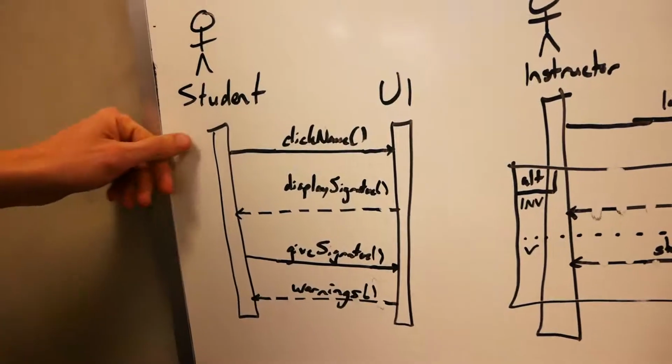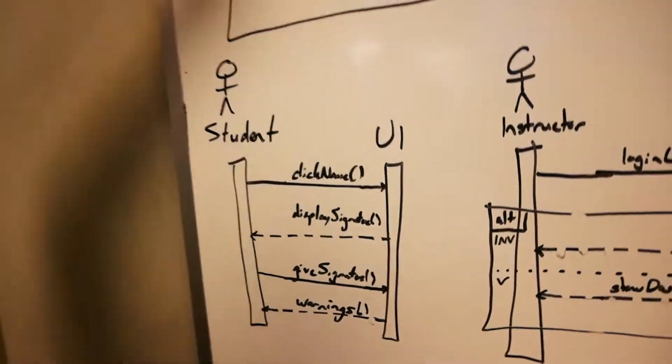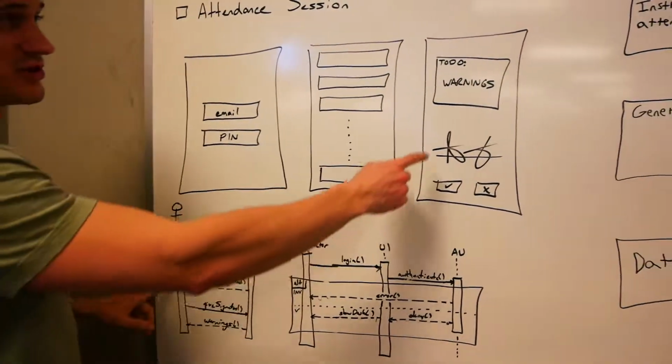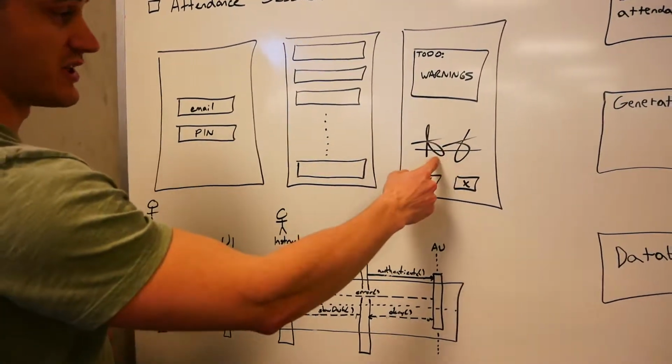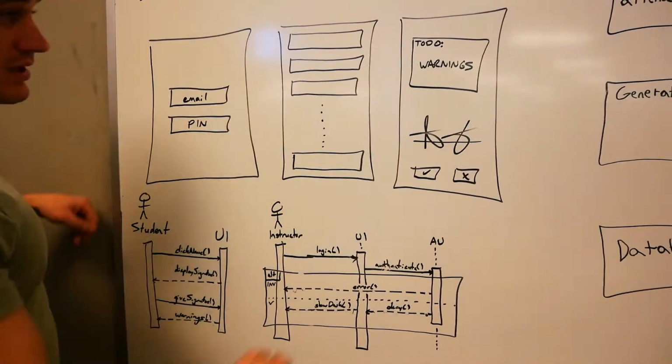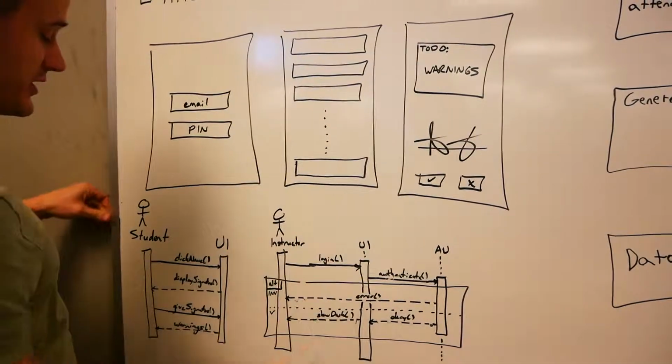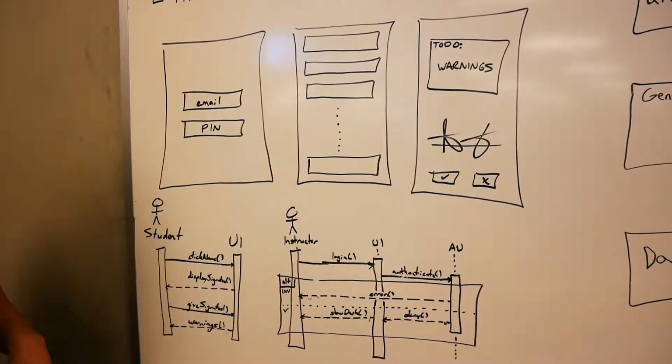In this case, student's going to click their name, at which point the signature screen will be displayed. They'll sign their name. At this point, a future feature warnings will pop up, if there are any. And that's it for our 2 use cases.